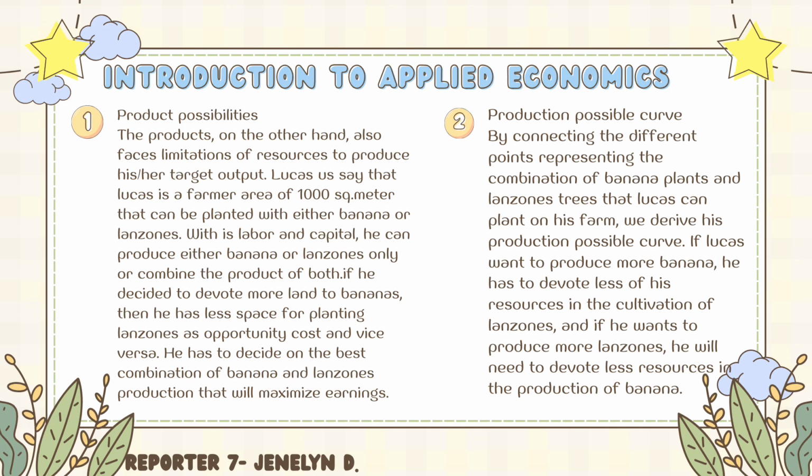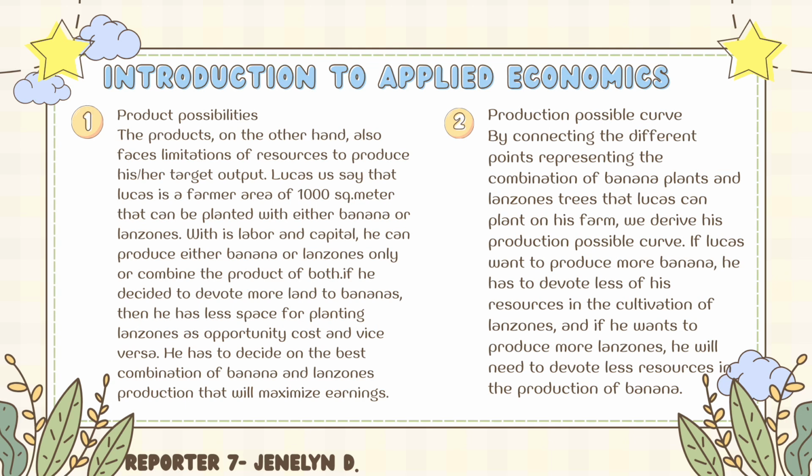So at the extreme left point of the curve, si Lucas ga-produce siya of 450 kilos of lanzones and 10 kilos of bananas. At the extreme right point, he produces 120 kilos of lanzones and 40 kilos of bananas. Other points on the curve are 340 kilos of lanzones and 20 kilos of bananas, and 230 kilos of lanzones and 30 kilos of bananas, which represent the possible efficient combinations of the products.